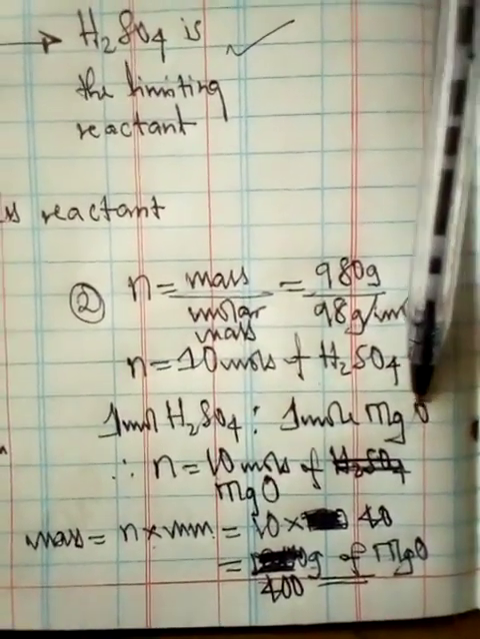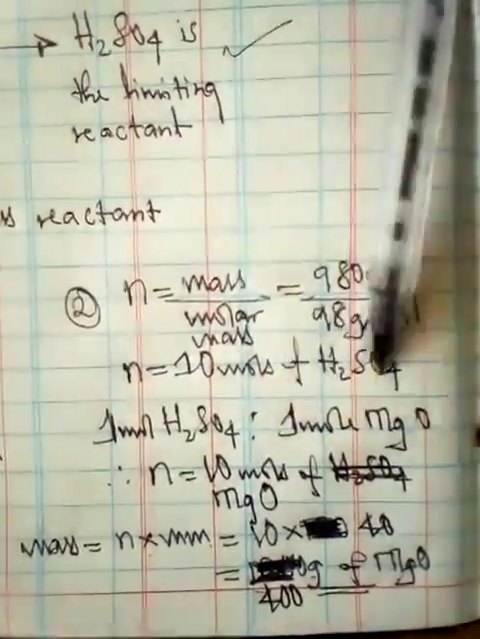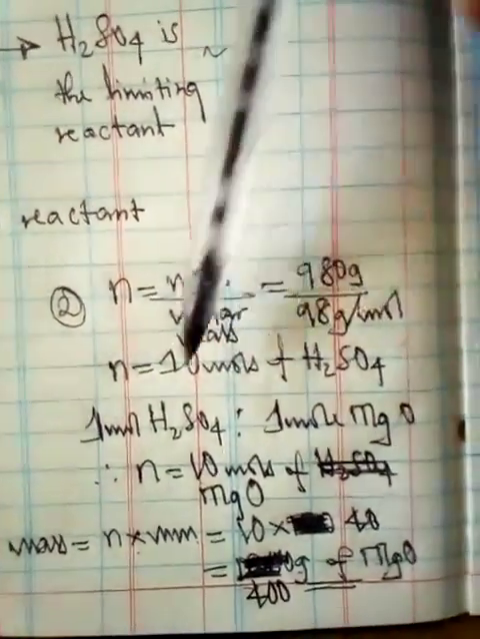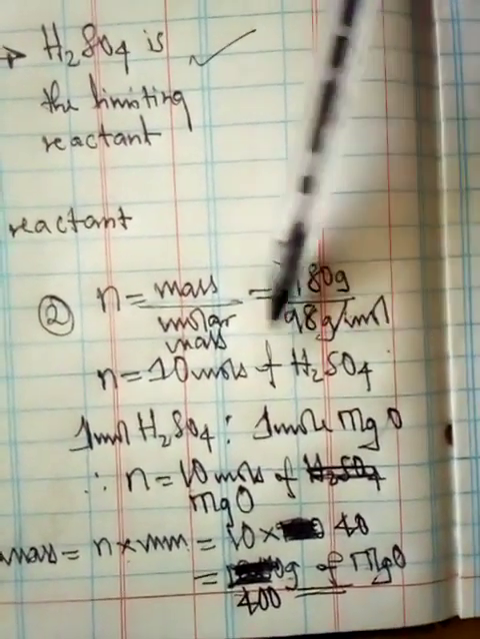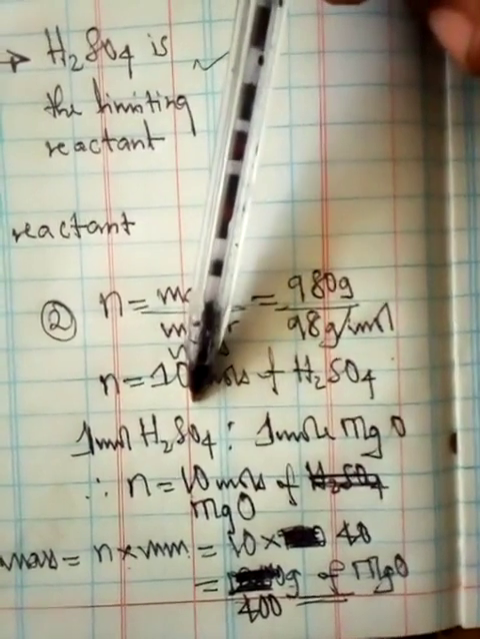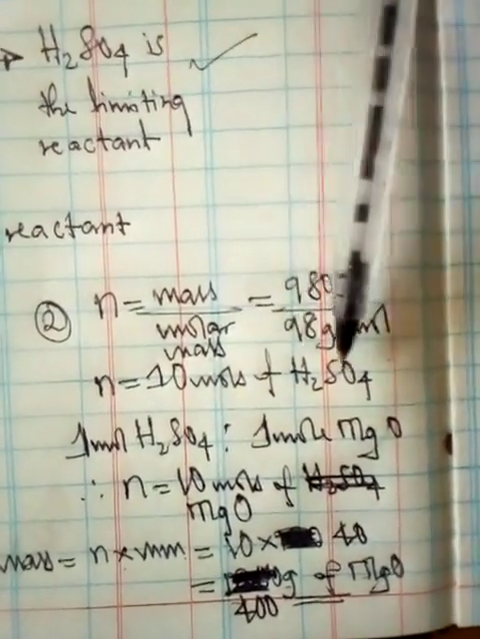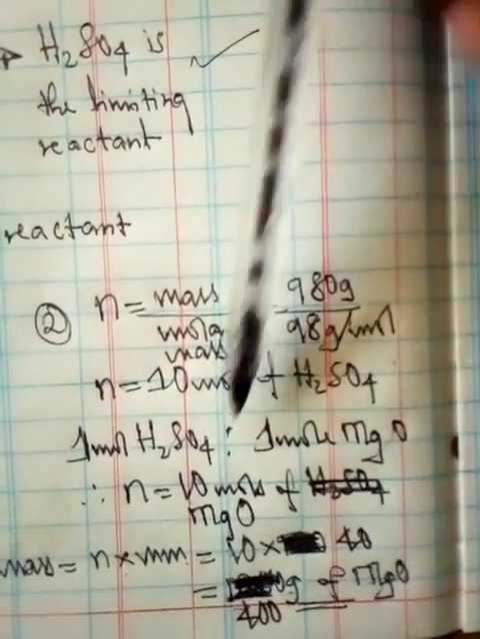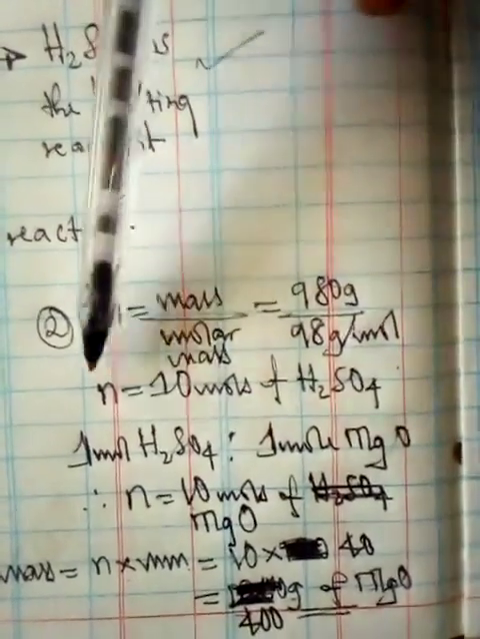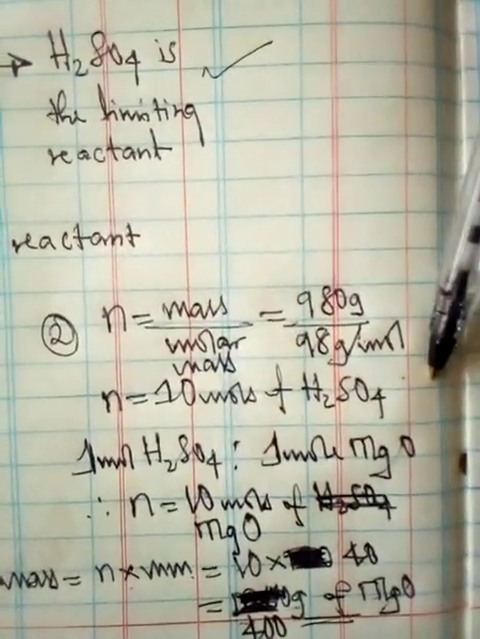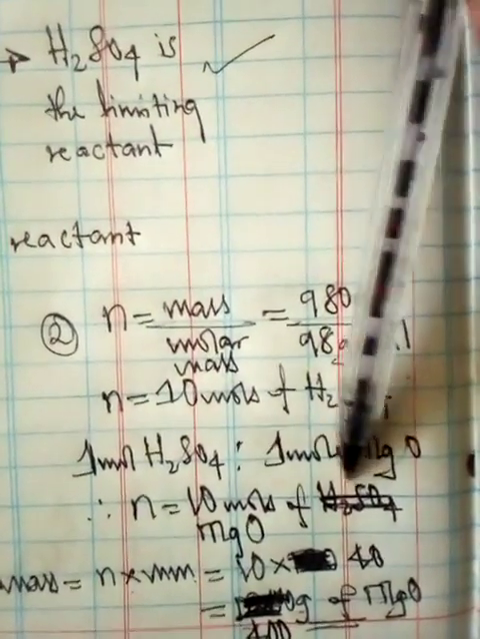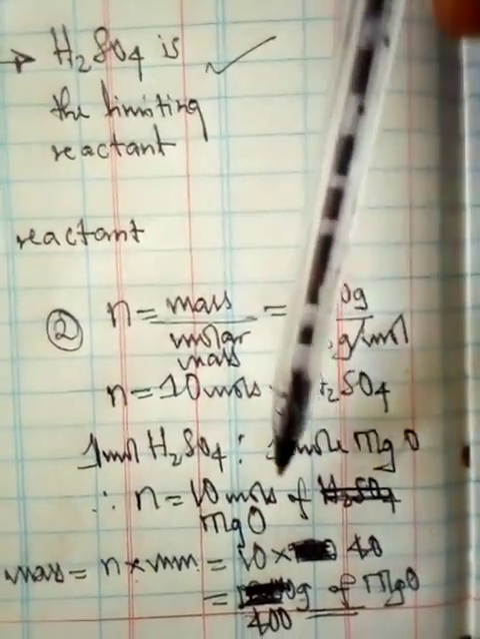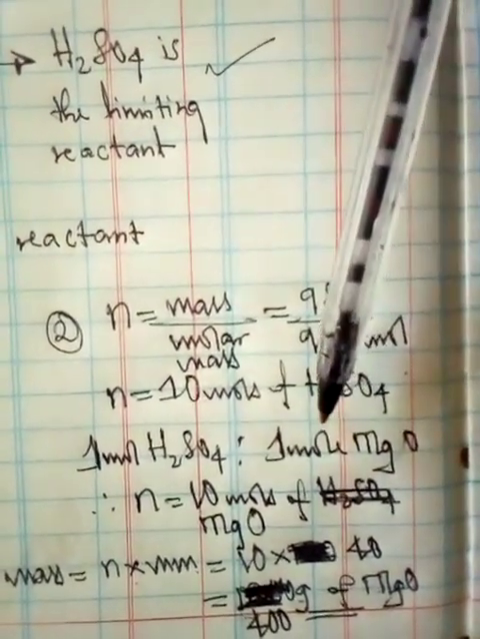And remember, if the mole ratio is 1 to 1, then the number of moles of sulfuric acid and the number of moles of magnesium oxide are going to be the same, they're going to be equal. So if we had 10 moles of sulfuric acid, then we're also going to have 10 moles of magnesium oxide, because the mole ratio is strictly 1 to 1.